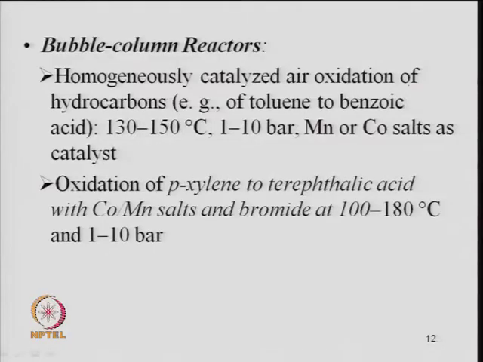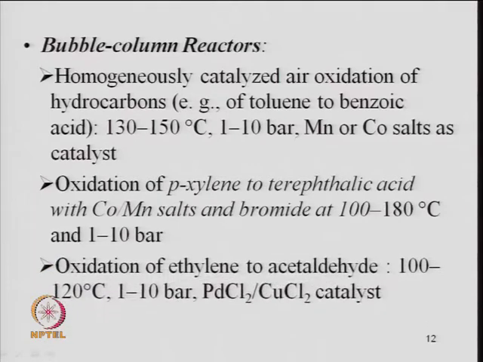But when you have a solid catalyst, it becomes a kind of trickle bed reactor. So, we will talk on that. Same thing for oxidation of xylene to terephthalic acid over cobalt manganese salts and bromide at 100 to 180 degree centigrade and 1 to 10 atmosphere. So, these are some examples where we can use a bubble column reactor using a homogeneous catalyst. Again, oxidation of ethylene to acetaldehyde. This can be done in the presence of palladium chloride and cuprous chloride.